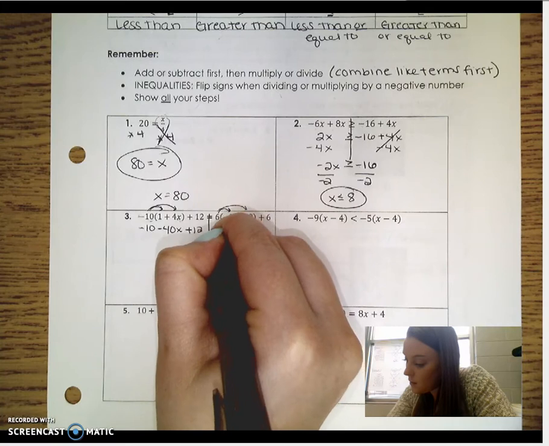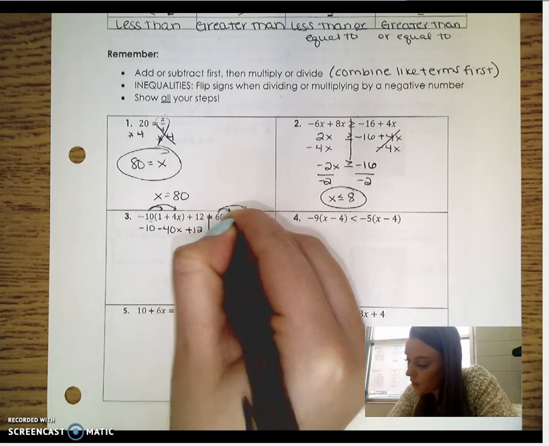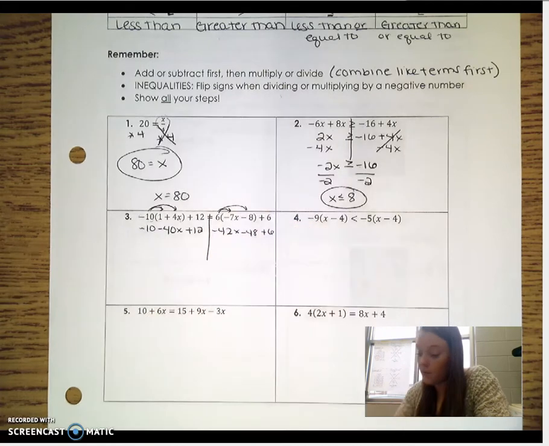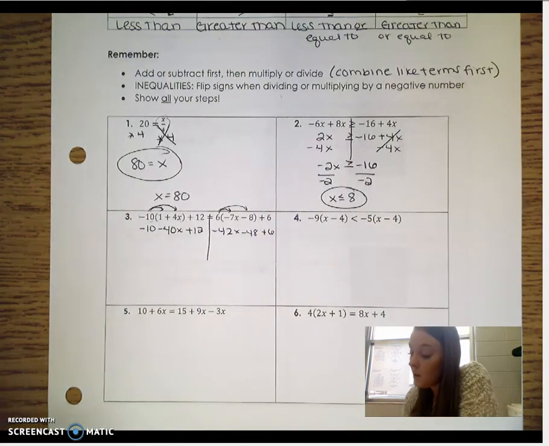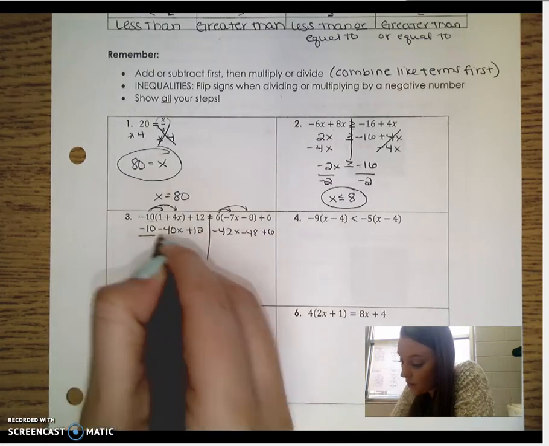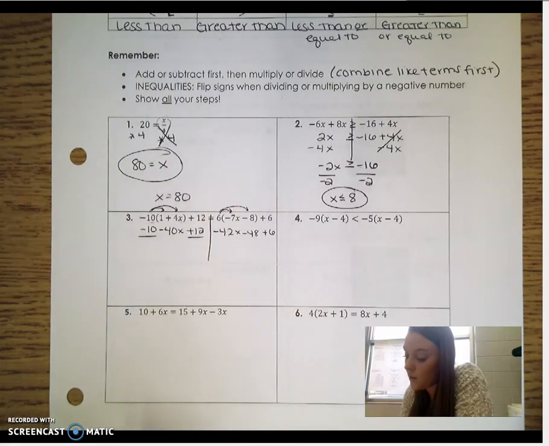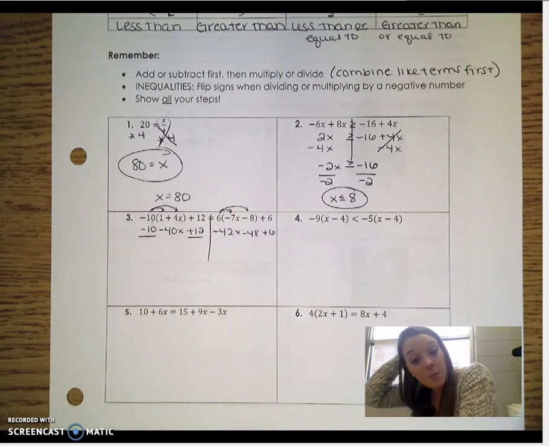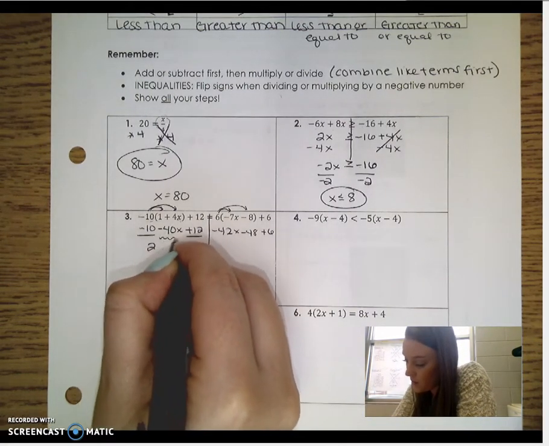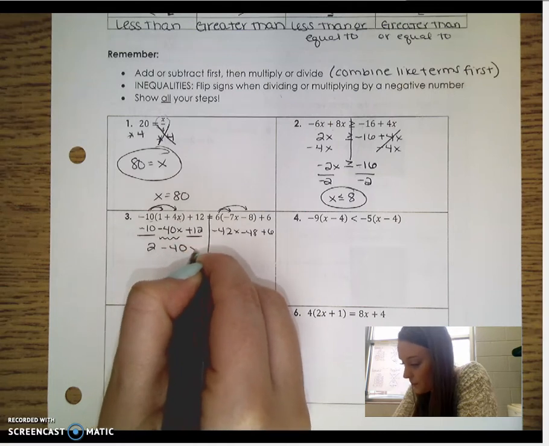6 times negative 7x is negative 42x. 6 times negative 8 is negative 48. And I'm going to leave that plus 6. My next step is going to be to combine like terms on each side. So I have a negative 10 and a positive 12 on this side. Negative 10 plus 12 is positive 2. So I have 2. I'm going to leave this minus 40x the same.